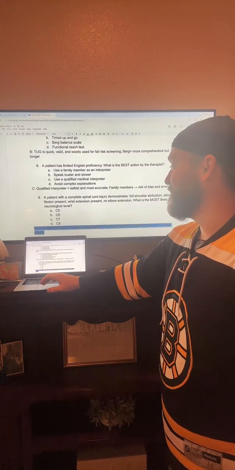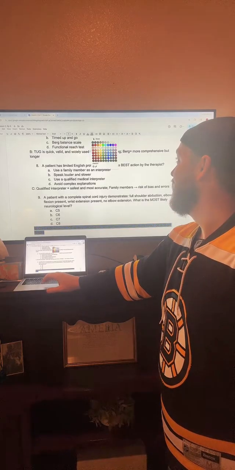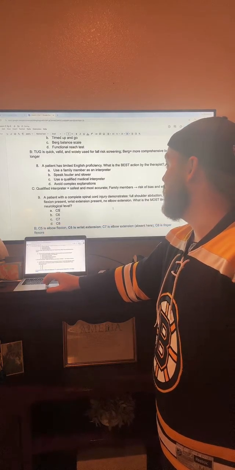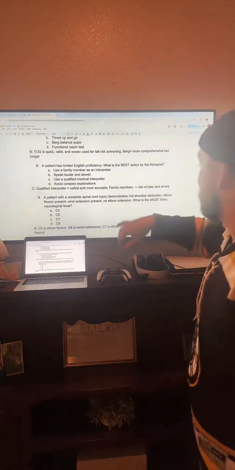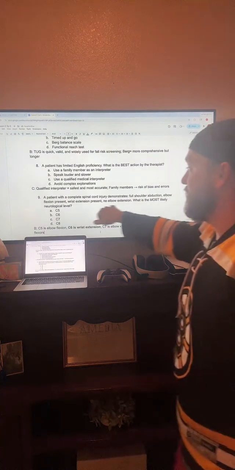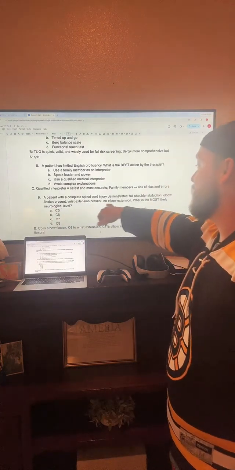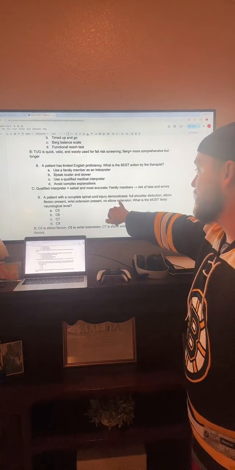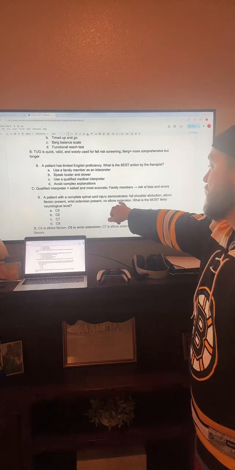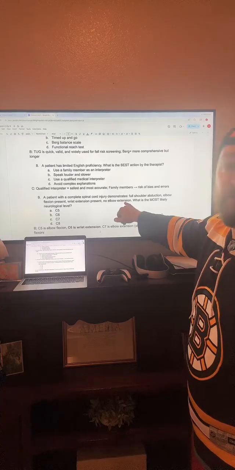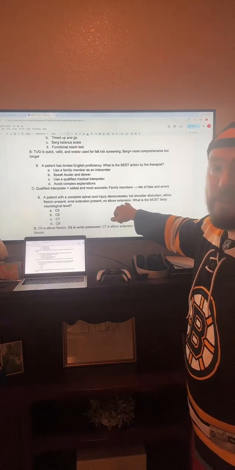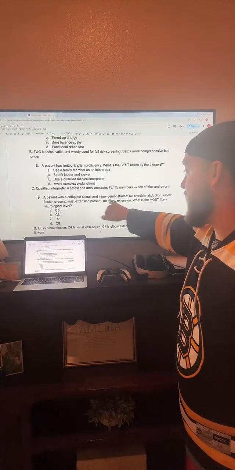Okay, so the answer is B. What you have present is shoulder abduction, elbow flexion, wrist extension, right? No elbow extension, okay? So that means that you don't have any innervation for C7, okay?